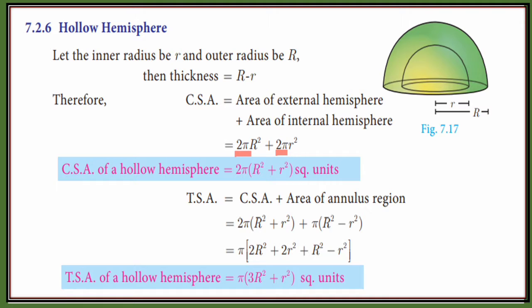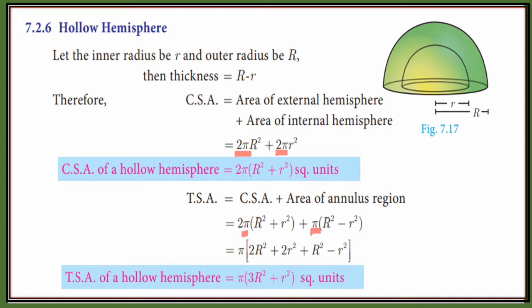Total surface area of a hemisphere. Total surface area equals CSA plus the area of the annulus region. What is an annulus? In 8th standard, we studied the area of a circular ring, that is the area of the annulus region. What is the area of a circular ring? Pi into capital R square minus small r square. So substitute the CSA and the area of the annulus region. See here, pi only is common.